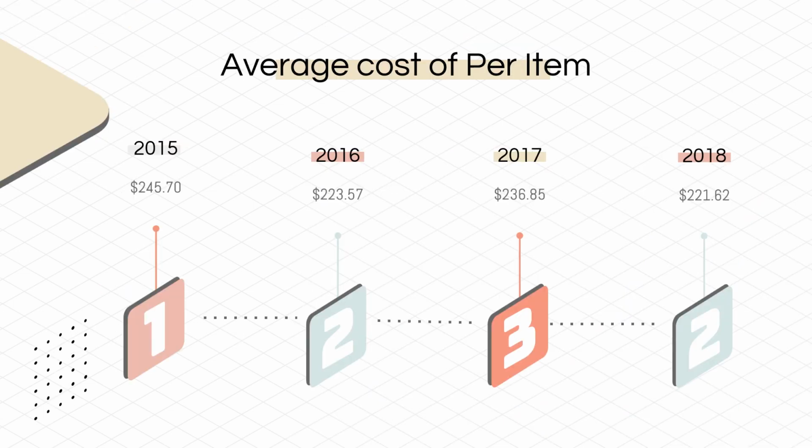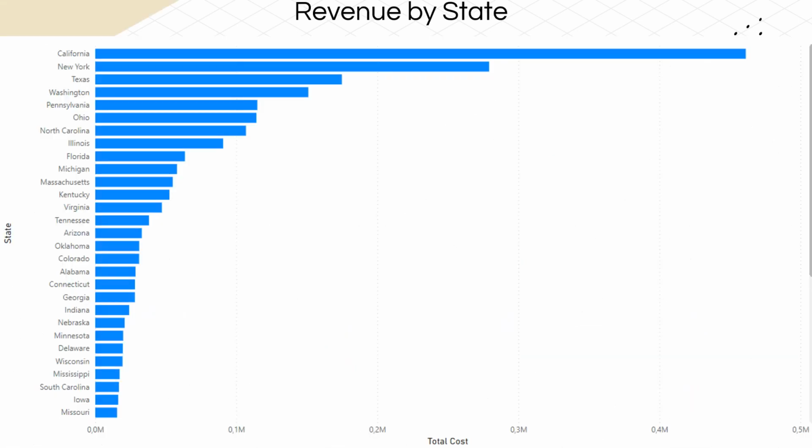Interestingly, our average cost per item sold has fluctuated over the years, showing a general decline from 2015 to 2018. This suggests a shift towards selling lower cost items or perhaps a strategic reduction in cost affecting our pricing strategy and merchant analysis. As you can see, in 2015 it was $245, which declined to $221 in 2018.